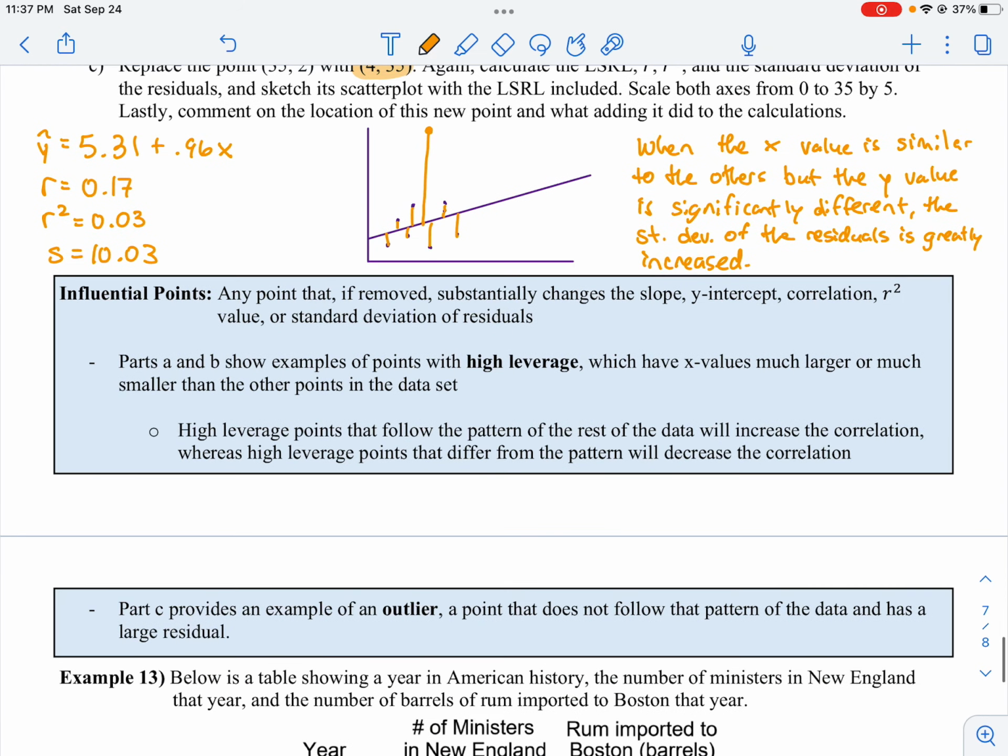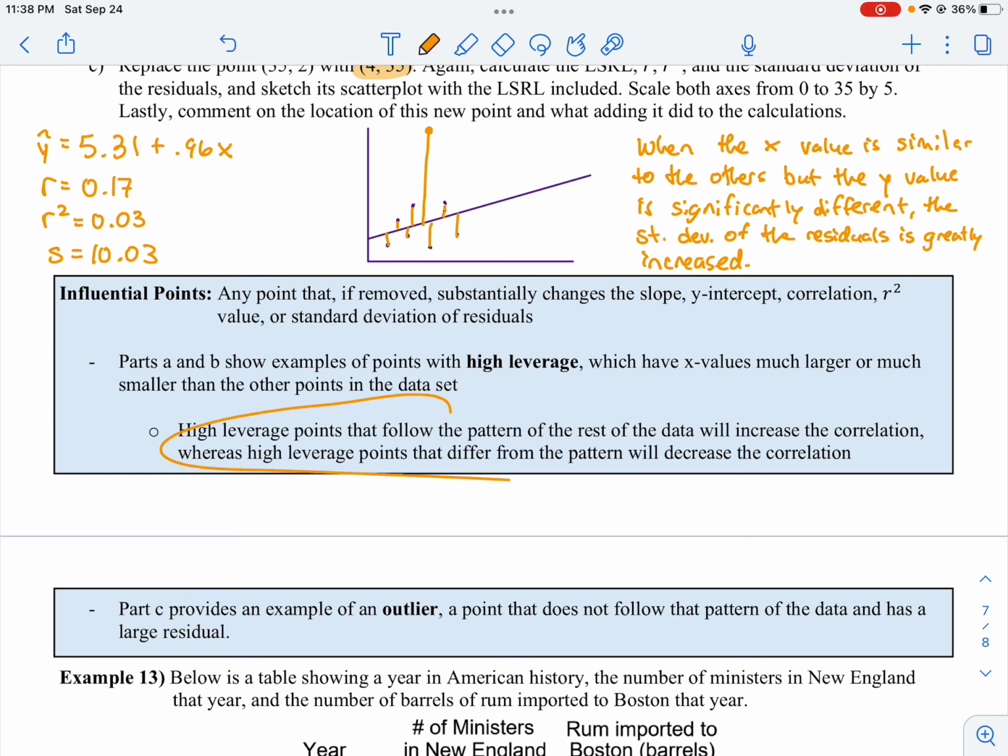So here's how we identify these concepts. Influential points. Any point that, if removed, substantially changes the slope, the y-intercept, the correlation, all of these calculations, right? That's what we consider to be an influential point. If we were to take it away, or if we were to alter it, then it has a significant impact on some of, if not all of our calculations. So in parts A and B, as I mentioned, we call these high leverage points. In high leverage points, the X value is the extreme one. That significantly differs from the rest. It's much larger or it's much smaller than all of the other X values.